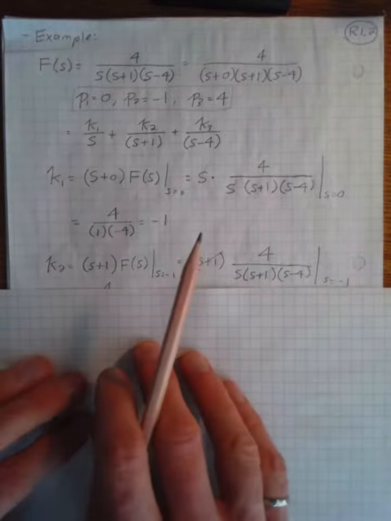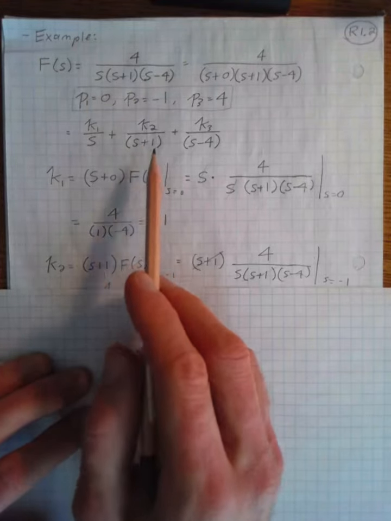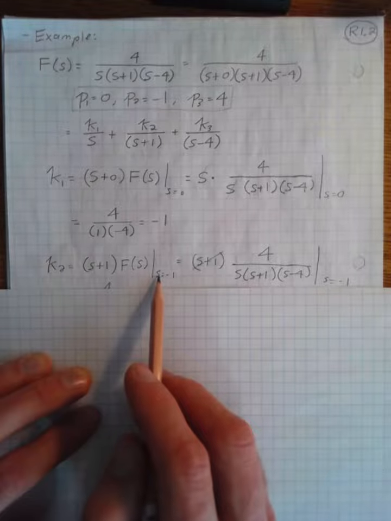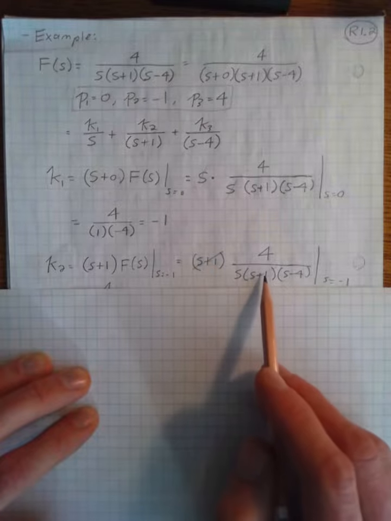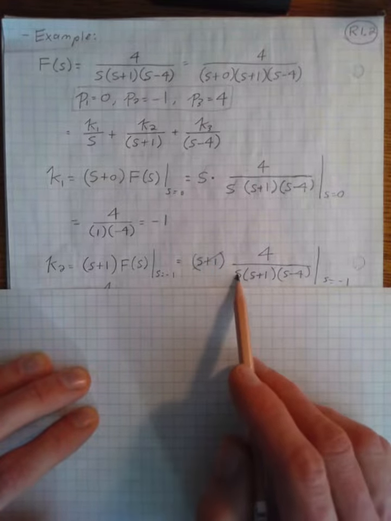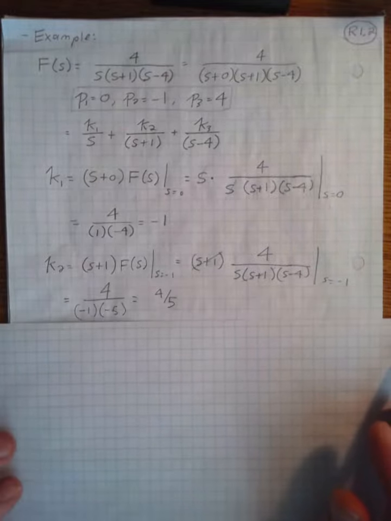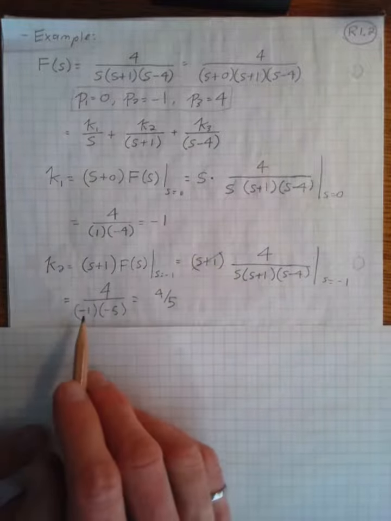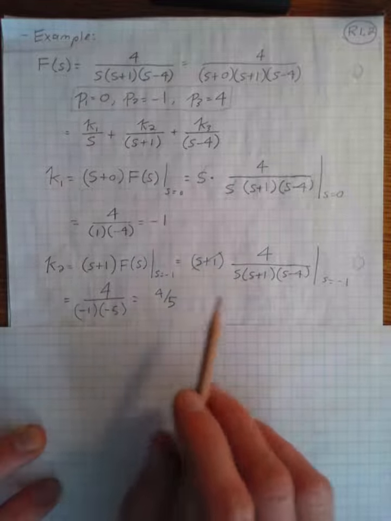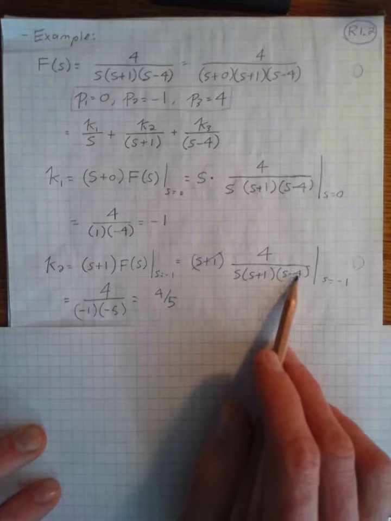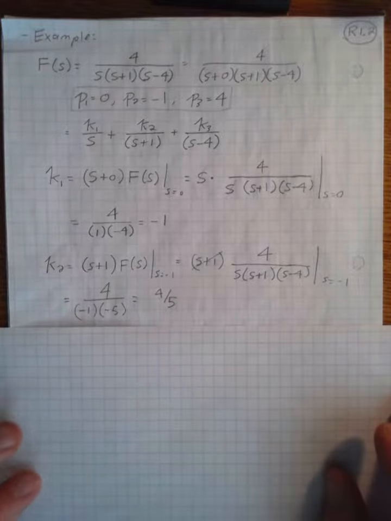Let's do this now for k2. To solve for k2, we take the denominator and use it to multiply our original function. We set s equal to minus 1, which is our pole. Now in this case, s plus 1 cancels the s plus 1 in the denominator. We have 4 over s times s minus 4. And we set, again, s equal to minus 1. And when we do that, we get 4 over minus 1, that corresponds to that term, times minus 5, which corresponds to this term, right? Minus 1 minus 4 is minus 5. And that gives us a value of 4 over 5.